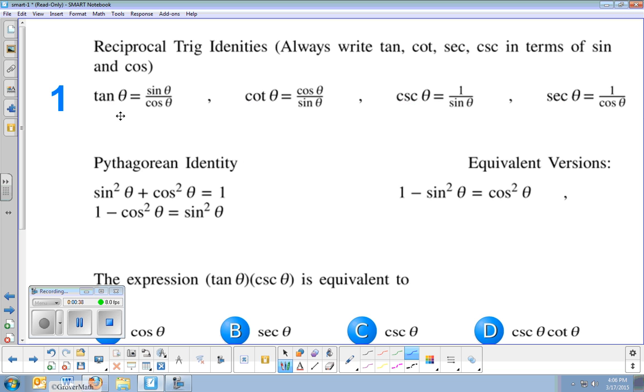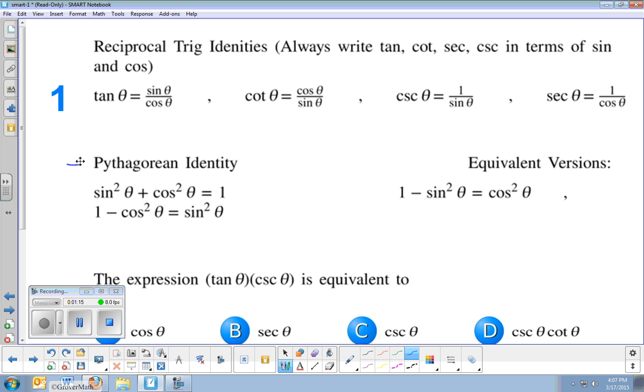So we kind of talked about all of this already, but this is how we really need to start writing it. Whenever we see tangent in an identity problem, we rewrite it as sine over cosine. Whenever we see cotangent, we rewrite it as cos over sine. Whenever we see cosecant, we rewrite it as 1 over sine. And whenever we see secant, we rewrite it as 1 over cosine. Because what we're really attempting to do is rewrite everything in terms of sine and cosine, and then we can often simplify it from there.